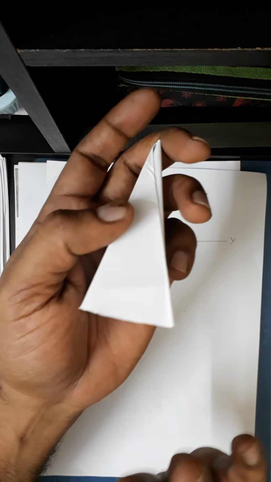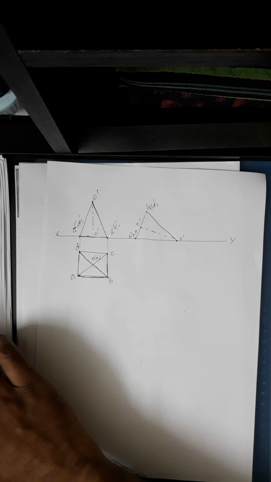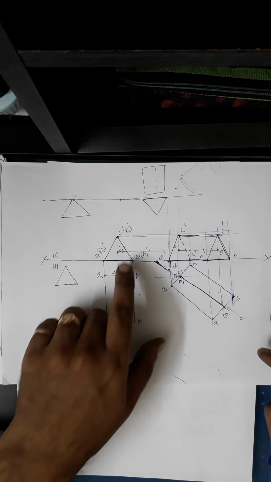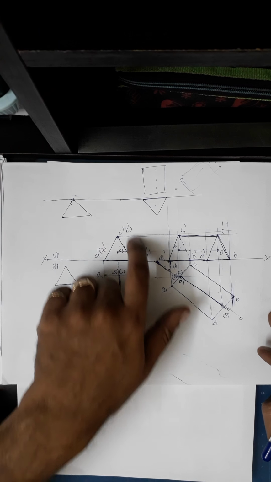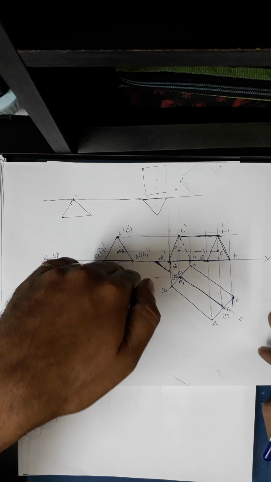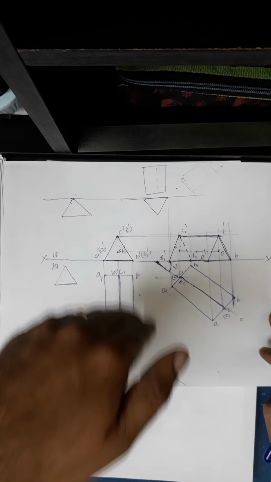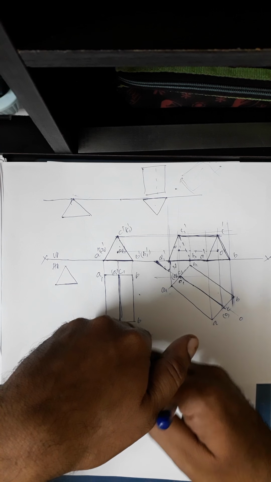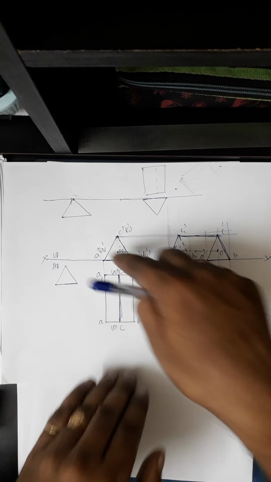In that case, you cannot draw your first view polygon as you draw in case of the prisms, because in the prisms the end faces will be perpendicular to VP, parallel to VP and perpendicular to HP. So they will be parallel. When you are looking at this, you'll see the true shape of that, then you can go for drawing the true shape.